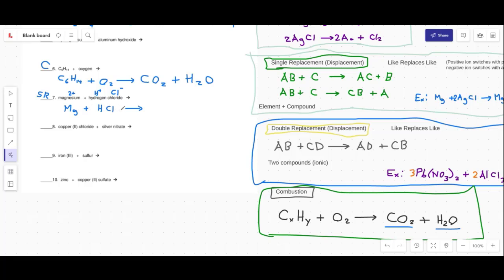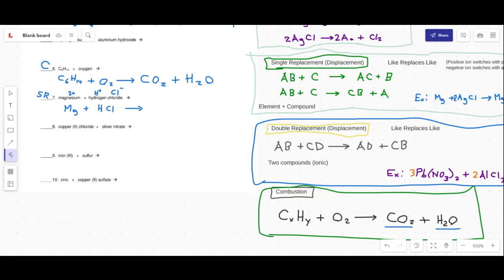And so magnesium is going to have to go with what element on the product side? Is magnesium going to combine with hydrogen, or is it going to combine with chlorine? Yeah, it's going to combine with chlorine. It's going to switch places with hydrogen, right? Because magnesium and hydrogen are similar. They're both positive charges. So hydrogen's going to go by itself. Magnesium's going to come in.